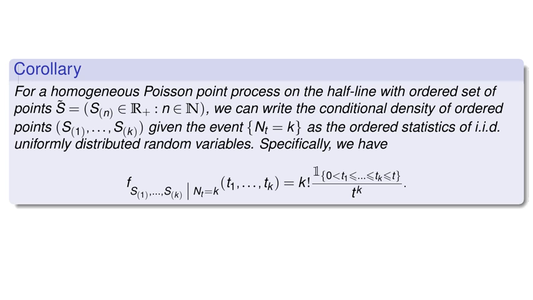Specifically, the density f of S sub 1 through S sub k given N_t equals k evaluated at t1 and so on till tk is k factorial times the indicator that 0 is less than t1, which is less than or equal to t2, and so on till tk, which is less than or equal to t, all divided by t to the power k.